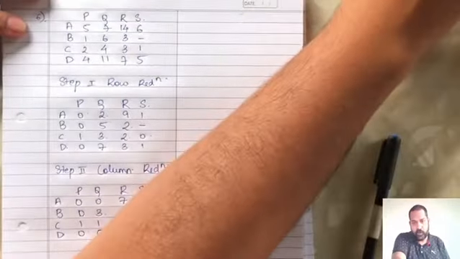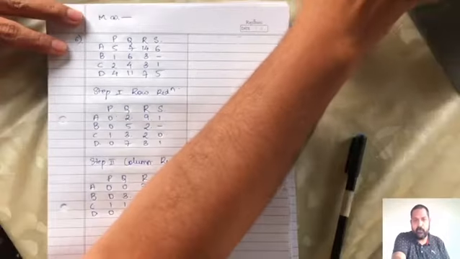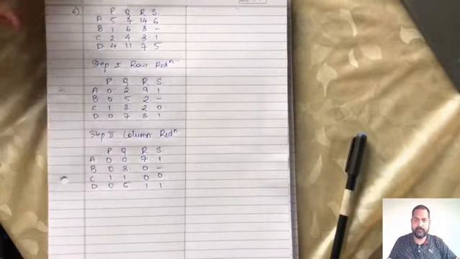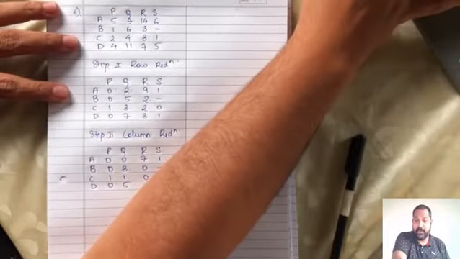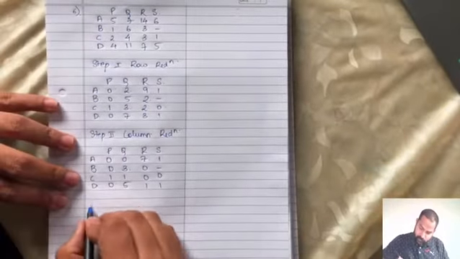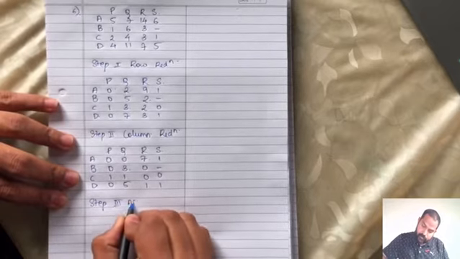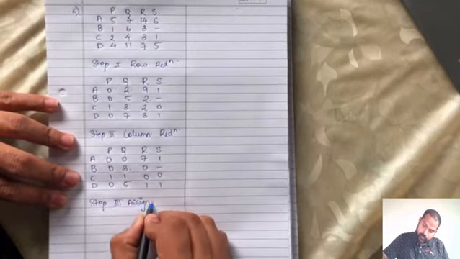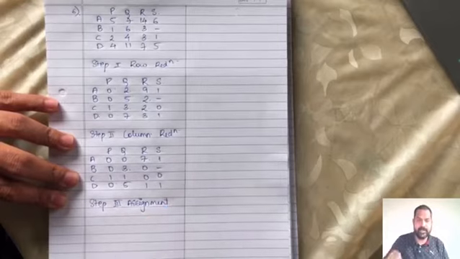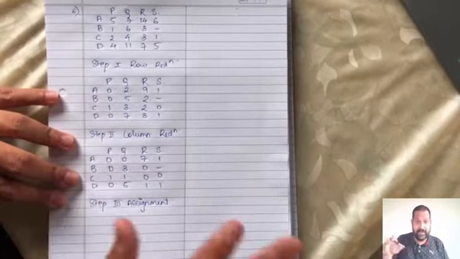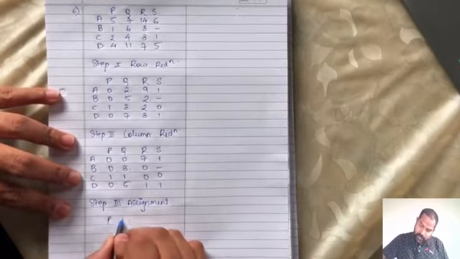Row reduction and column reduction is done. We move on to the third step, and that is assignment. So let's move on to step 3, assignment. Write down the entire matrix again and then only assign.